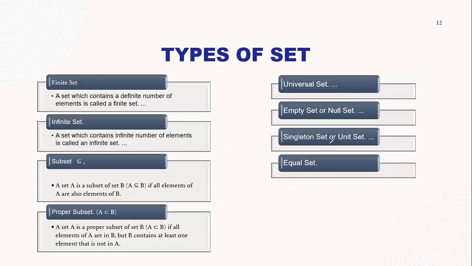Singleton or unit set, which contains only a single element, like this one. Equal sets are those sets which contain an equal number of elements. If you have written A, B, C and another set is B, A, C, it doesn't matter what the sequence of the elements is. If all the elements are equal, then the sets are said to be equal. Now let us understand some of the types of set deeply.